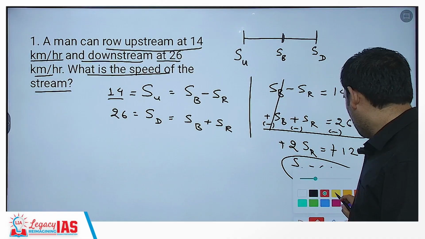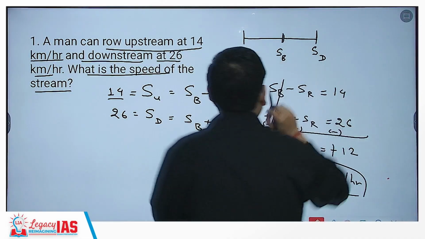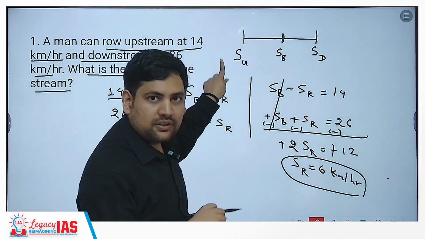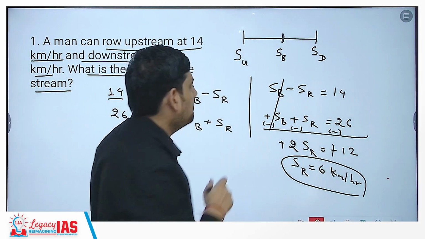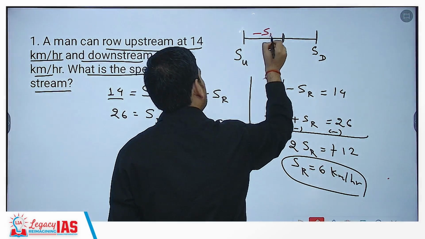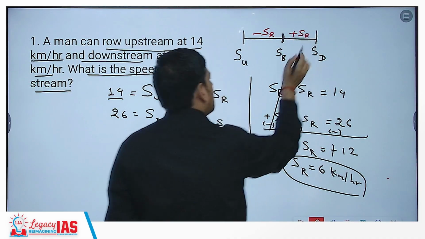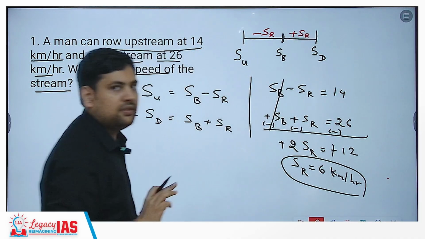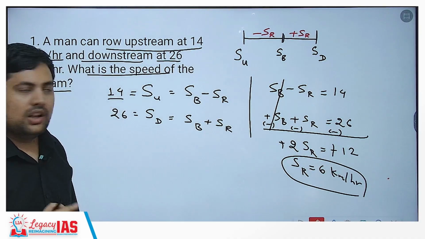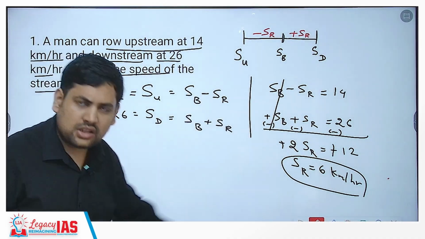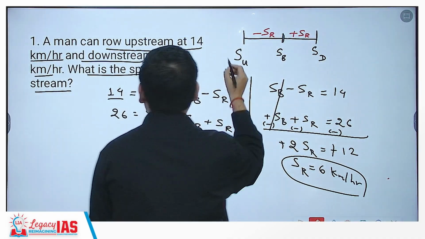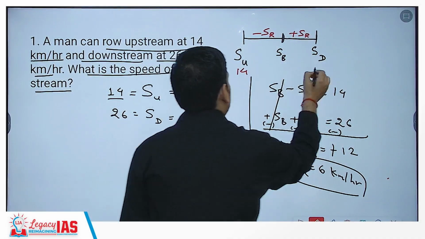Now, from this speed of boat, if you subtract speed of river, you get speed upstream. So this is minus speed of river. Now here, if you add speed of river to speed of boat, you get speed while going downstream. Now if you put the values, you don't even need to solve any equations. Speed while going upstream is what? 14. While coming downstream is 26.